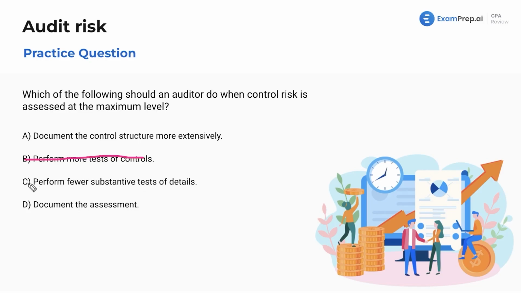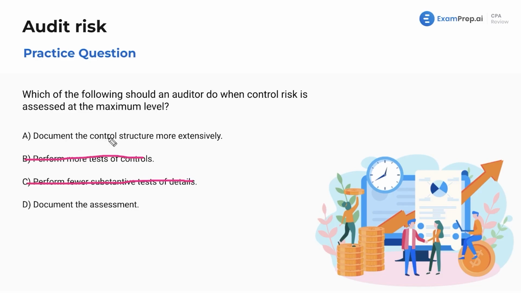So I'm going to cross off letter C, and you know me, I just like jumping around, so I didn't skip letter A just because that was the right answer. I just wanted to go to letter B. Document the control structure more extensively, or document the assessment. So two seemingly similar answers, right? Do you document the internal control system, or do you document the assessment? So I am going to go with documenting the assessment.